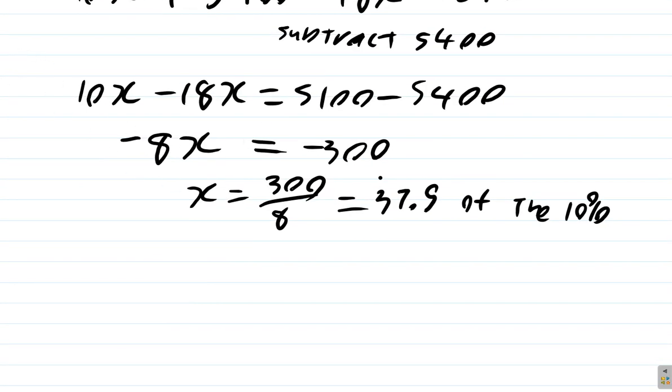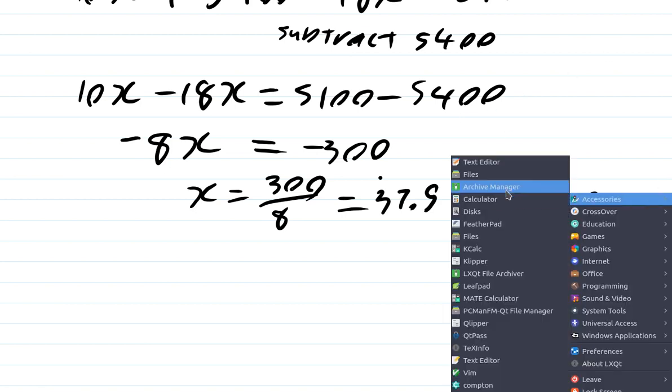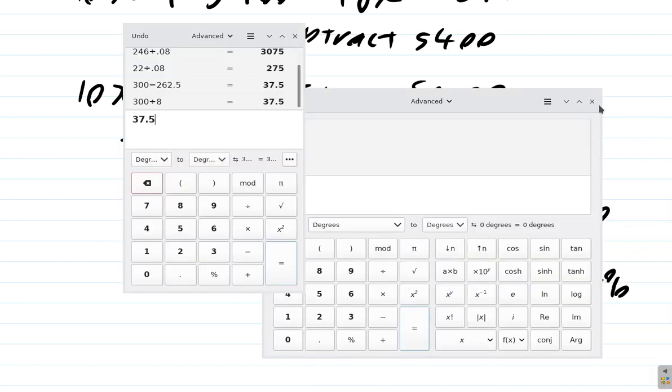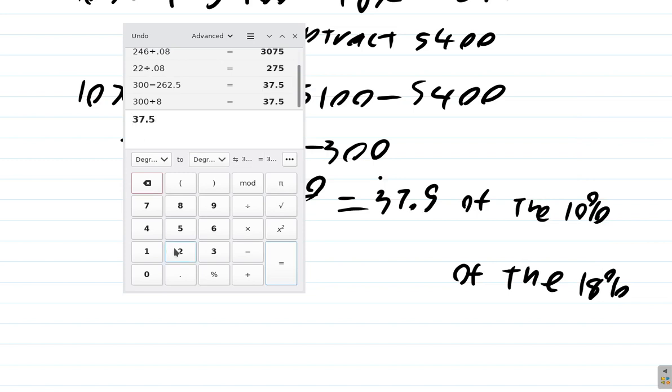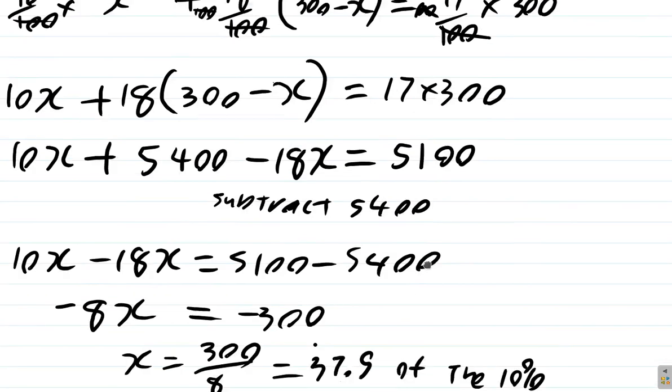And then how much of the 18% solution? Well, it's going to be 300 minus the 37.5, right? So 300 minus this will give you 262.5. So it's 262.5 ounces of the 18%. It seems like it switched around. 37.5 of the 10%.